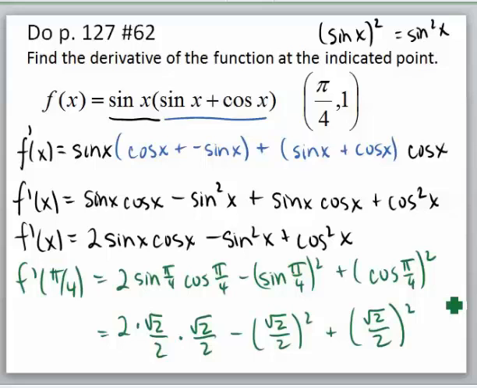What that comes out to be then is 2 over 4. 2 times 2 would be 4 over 4, so that would be equal to 1, minus 2 over 4, which is 1/2, and then plus 2 over 4, which is 1/2. So these create 0, and so my answer is just 1.